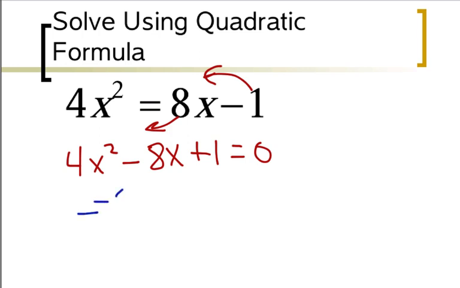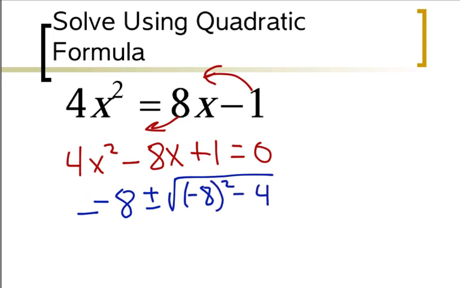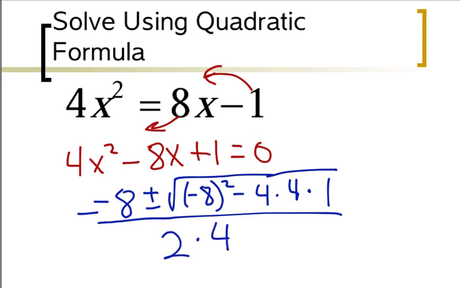Negative b, so negative 8, plus or minus the square root of b squared, which is negative 8 squared, minus 4 times a, which is 4, times c, which is 1, all over 2 times my a, which is 4. So that's the hard work. Now I just have to simplify. Why I say it's hard work is because we lose signs. So anyway, let's work this out, and this is going to turn into positive 64.